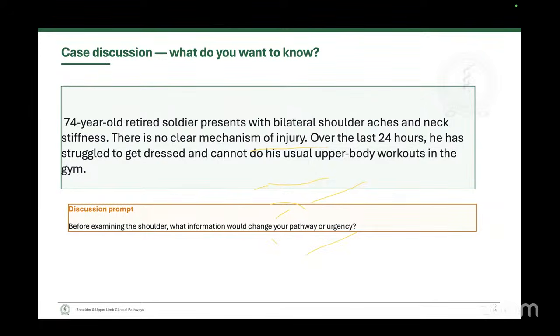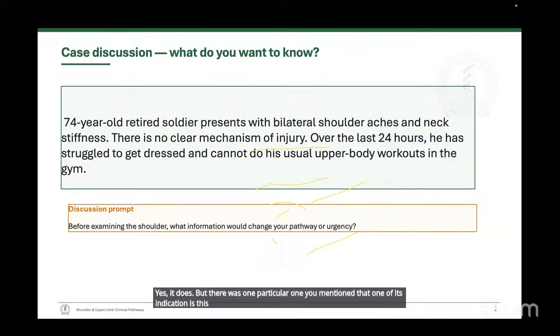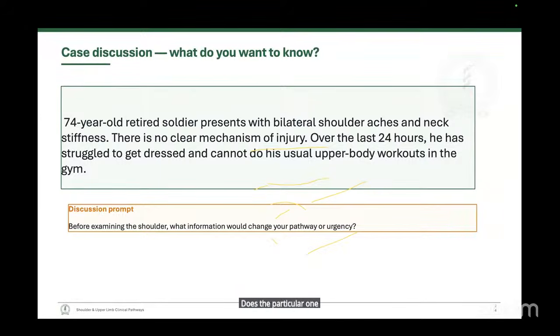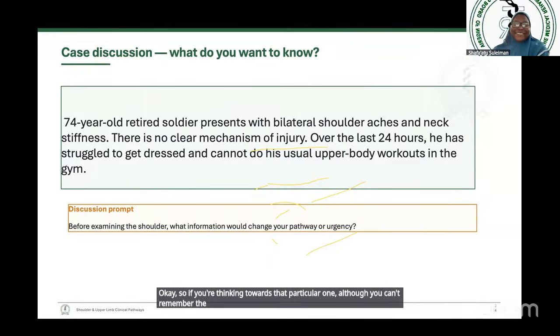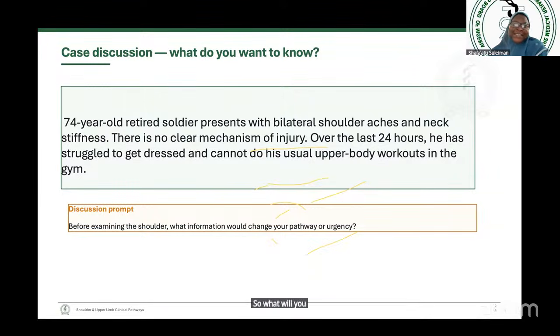Yes, it does. But there was one particular condition you mentioned, one of whose indications is bilateral shoulder aches. I'm trying to remember the name right now. That's the particular one I'm thinking towards. That's all I can say for now. Okay, so if you're thinking towards that particular one, although you can't remember the name, I'm not going to tell you now, I'll remind you. So what will you ask regarding that particular one?